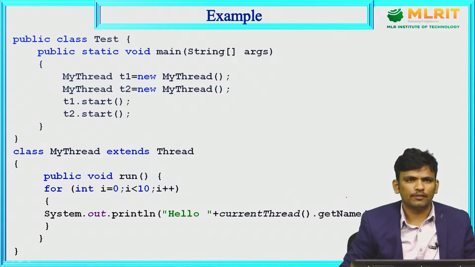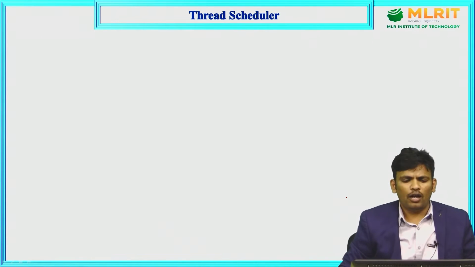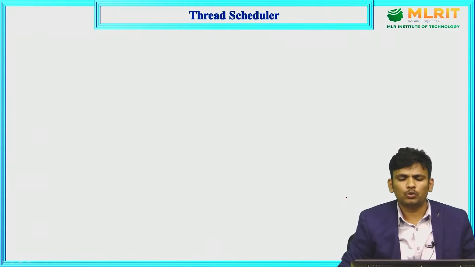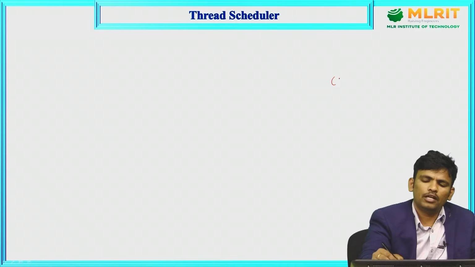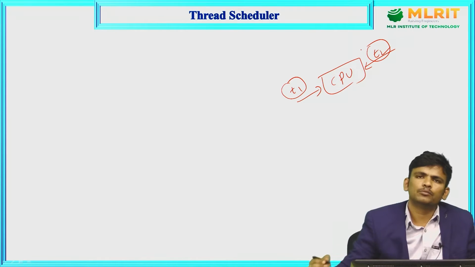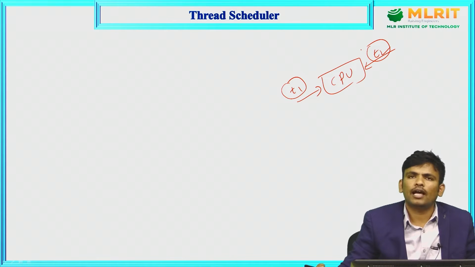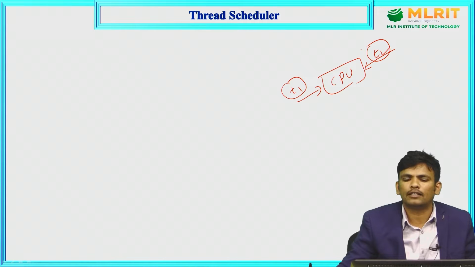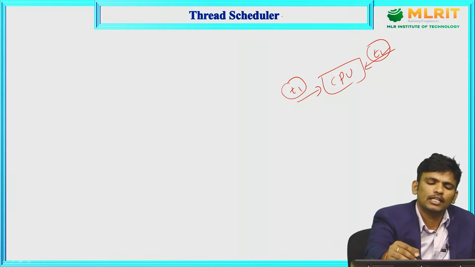Now the same example I just explained. Suppose assume I have 2 threads. If 2 threads are there, which thread has to be executed? Who will decide? Let's take an example. I have 2 threads, T1 thread and T2 thread. Assume they have the same priority, and which thread has to be executed on the CPU, who will decide? I am starting the 2 threads simultaneously, and which thread will be executed we cannot predict. So who will decide? The thread scheduler will decide.